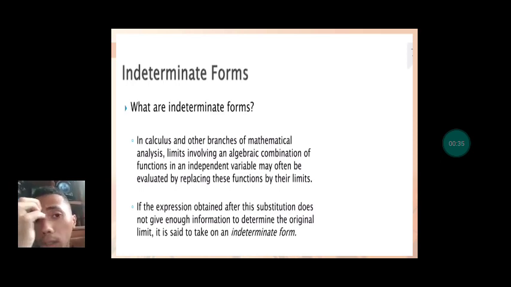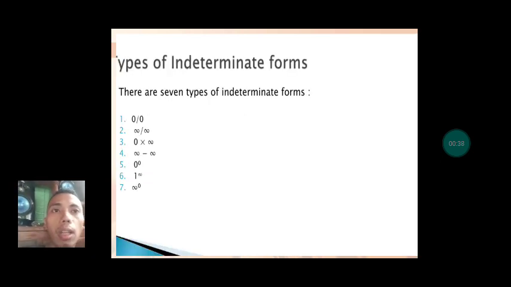So, let us always remember that there are 7 types of indeterminate forms. But for this discussion, I'm going to break them down into 3 categories, which will be discussed later on. So, the 7 types of indeterminate forms are as follows. Number 1 is 0 over 0. In this form, when we get the limit of a certain example, the answer is 0 over 0. Or else, number 2, that would be infinity over infinity.